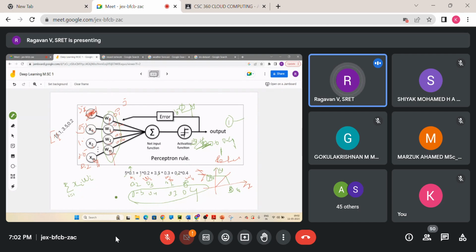So this weight is used to predict the next data. Suppose the next input is not 5, 7. Okay, I will move to the next slide. Just take the copy of the slide. I will clear this.